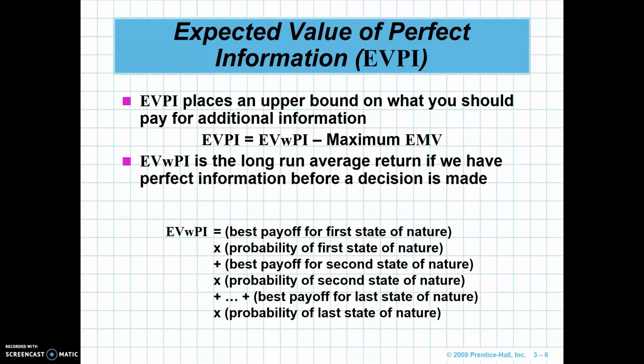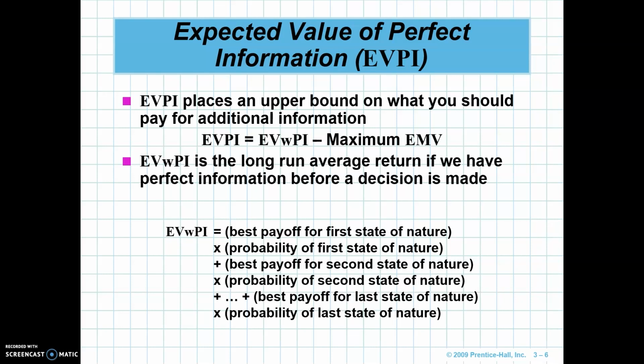How do we calculate? EVPI places an upper bound on what you should pay for additional information. EVPI is equal to EVWPI minus the maximum EMV, expected monetary value, right? Which we have calculated in the previous slides. EVWPI is the long run average return if we have perfect information before a decision is made, right? So this is a phenomenon of long run average return, right?